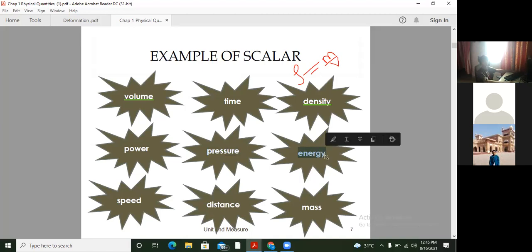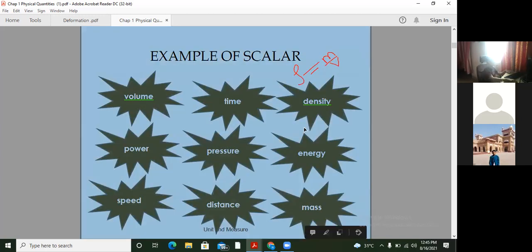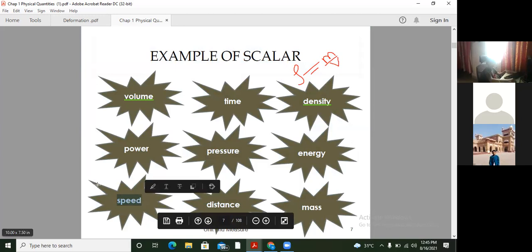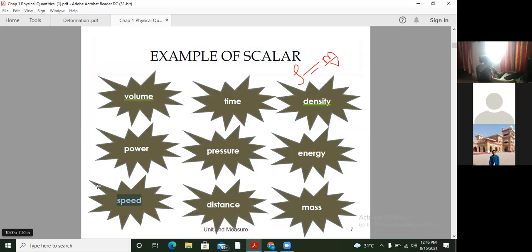Similarly, if I talk about energy, I have consumed 100 calories of food. I'm not defining any direction. I am defining the magnitude only. Similarly, I have applied that much energy, suppose 100 joules of energy. Again, the direction is not defined. A magnitude, a number is defined. Similarly, if I talk about speed, speed is distance per time. Both quantities are base quantities. No direction is given because distance itself gives no direction.